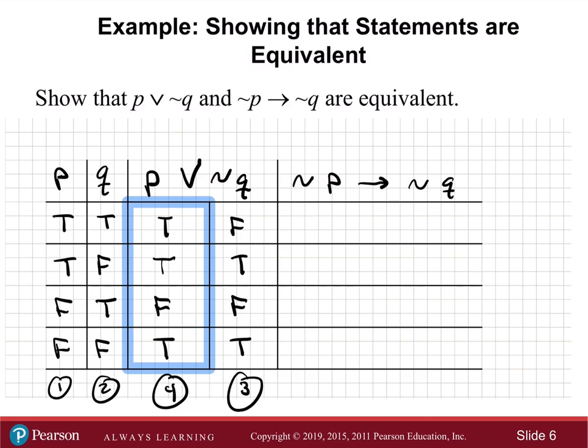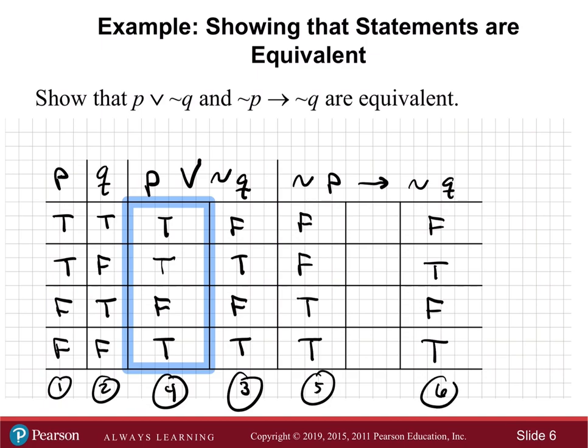Okay, so then let's do the truth table for this second compound statement. Let's do this not P first. So the opposite of P: false, false, true, true. That's our column 5. Let's do the opposite of Q, the not Q. So false, true, false, true. That's our column 6.